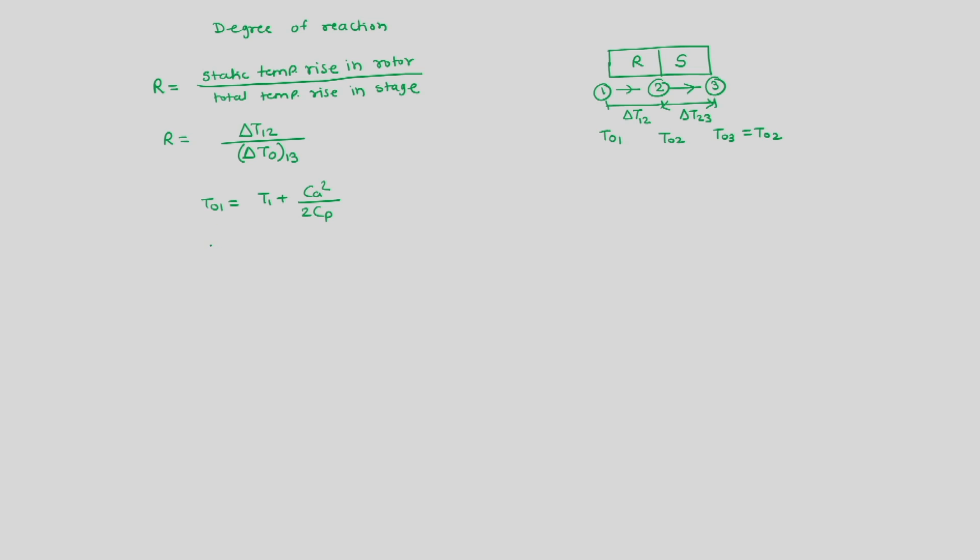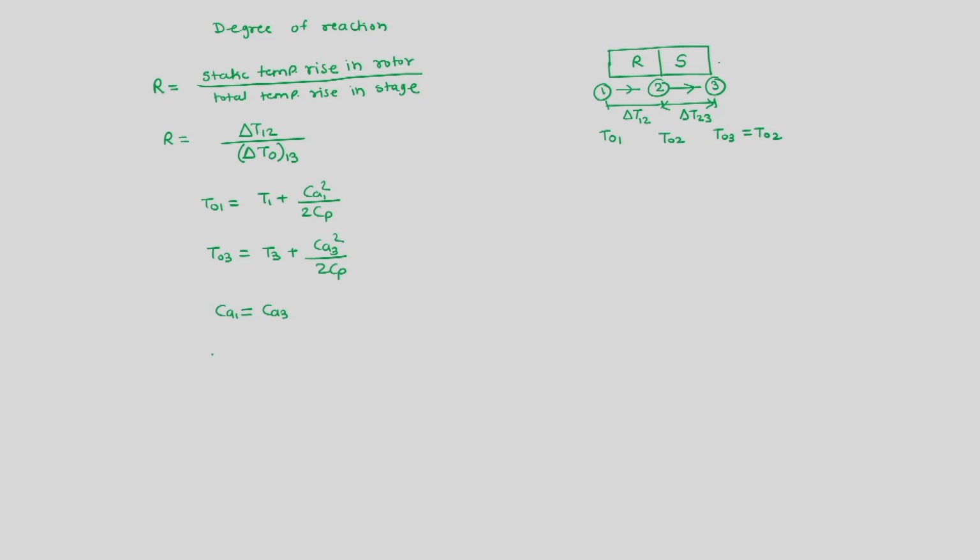So similarly, T naught 2 is equal to T2 plus Ca square upon twice Cp. If we go to 3, then we can write T naught 3 is equal to T3 plus Ca3 square divided by twice Cp. Ca3 is the entry to the next stage, but we know that Ca1 is equal to Ca3.